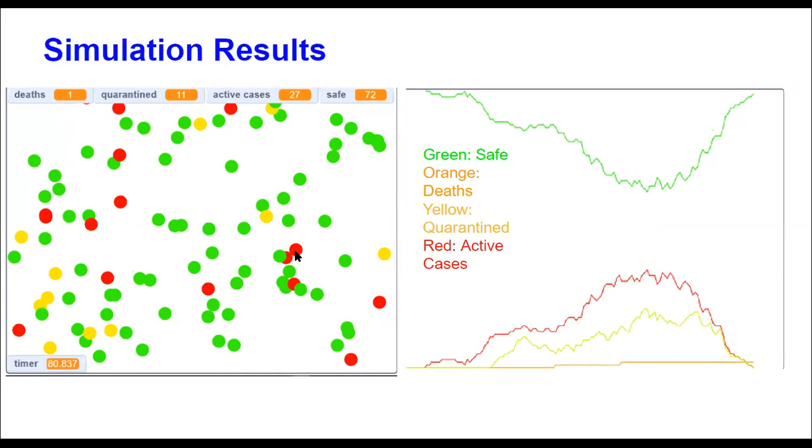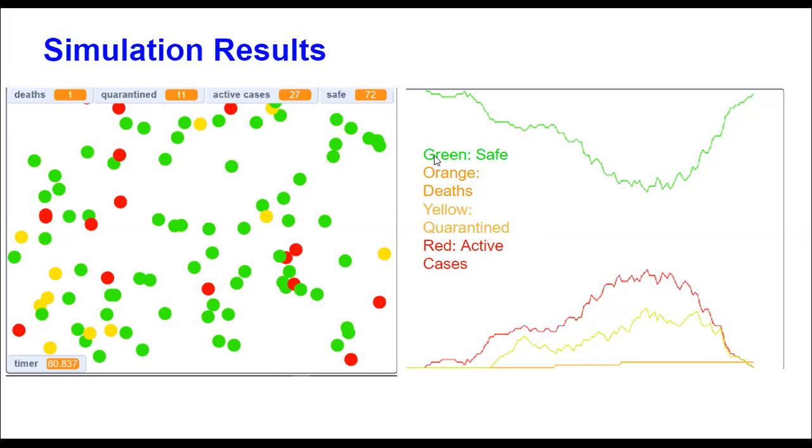The red people are just the infected people who aren't quarantined. And the yellow people are the quarantined people. Both active cases and quarantined people exclude the deaths. And there's 1 death, so it just disappeared.